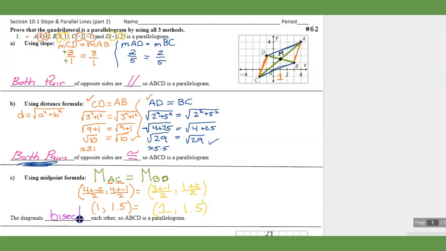So you want to associate the word midpoint with bisect. They both involve finding the middle of something. Bisecting is cutting in half. Midpoint is finding the halfway point. Okay.